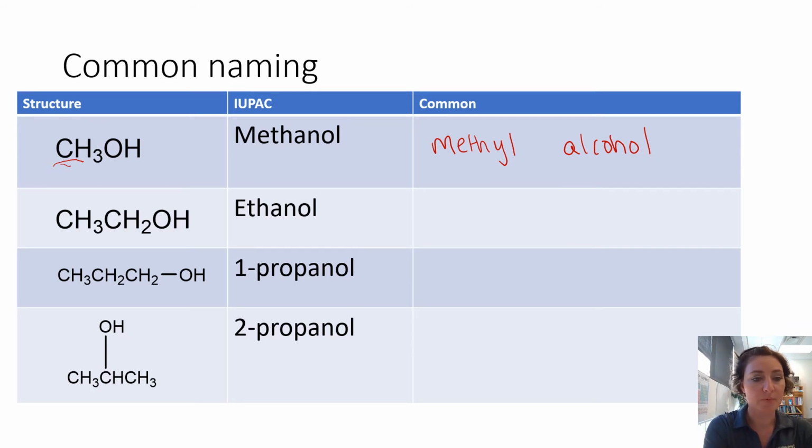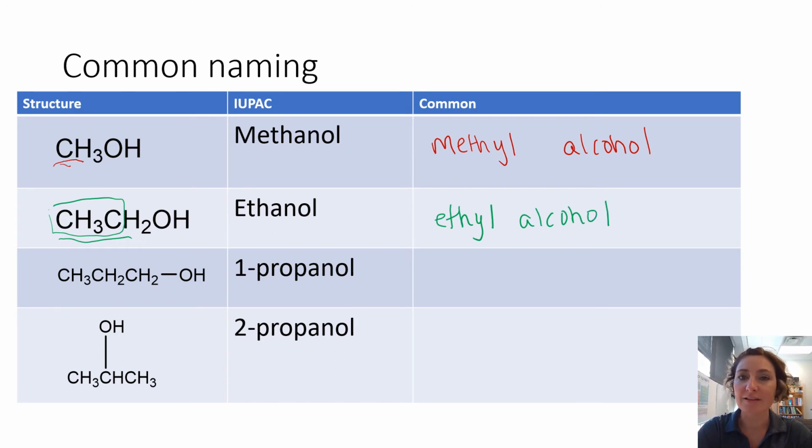Doing the next example, we have 2 carbons, which would be ethanol in the IUPAC naming system. For us, we are going to name these 2 carbons as an alkyl group, which is going to be ethyl, and then we just add alcohol.